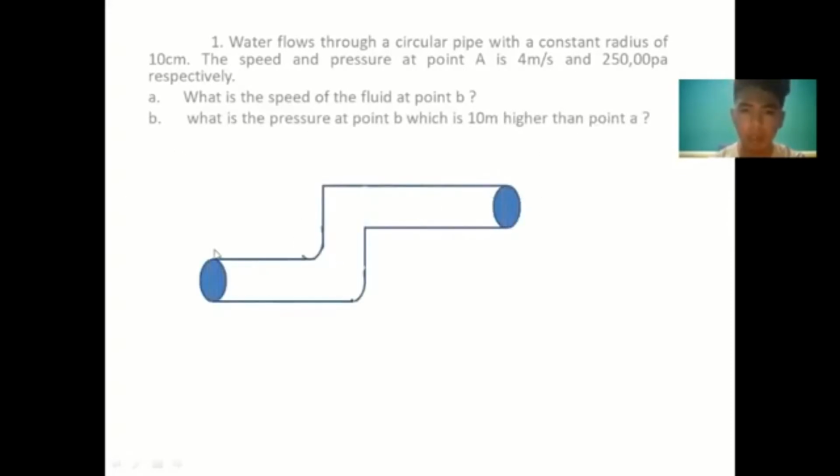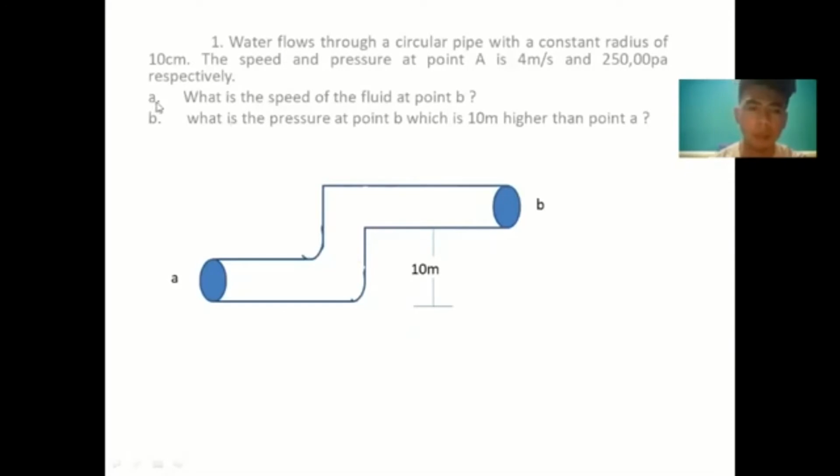So let's say this is our figure, and on the left side we have the point A tube, and the right side is the point B tube. And from point A to point B, there are 10 meters apart. So we can say also that from the ground to point B, there is a 10-meter difference in height.